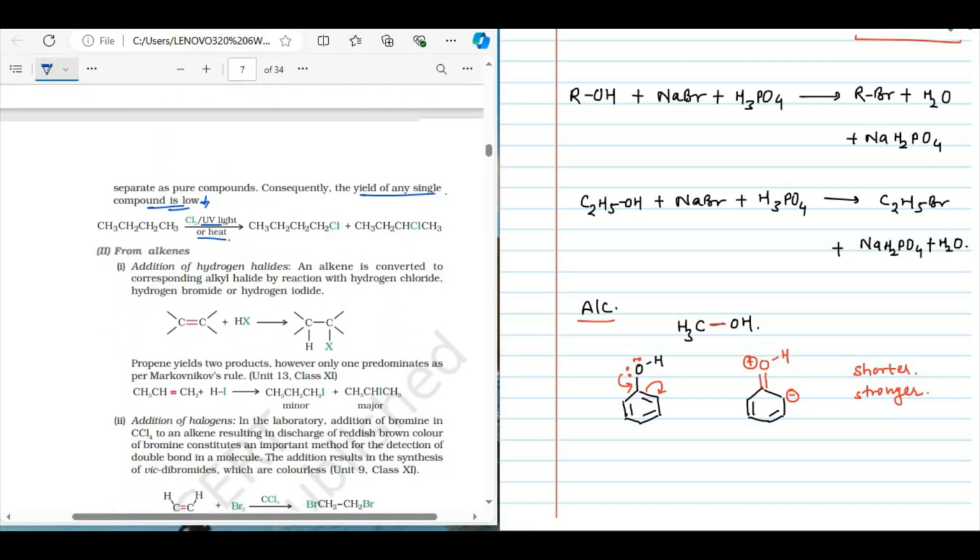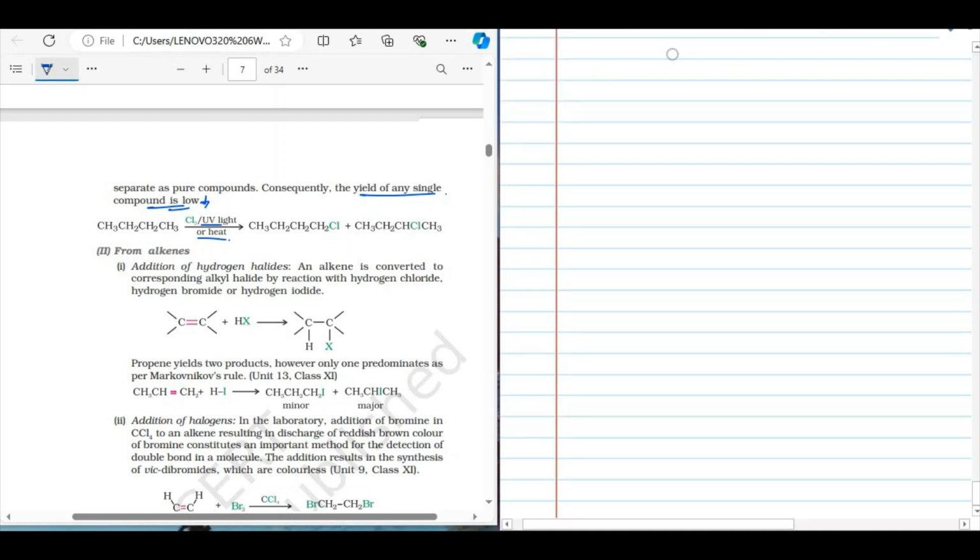Now come to the next reaction from alkenes. In the addition of hydrogen halide, an alkene is converted to the corresponding alkyl halide by the reaction with hydrogen chloride, hydrogen bromide or hydrogen iodide. So here we are going to discuss the preparation of alkyl halide from alkene.